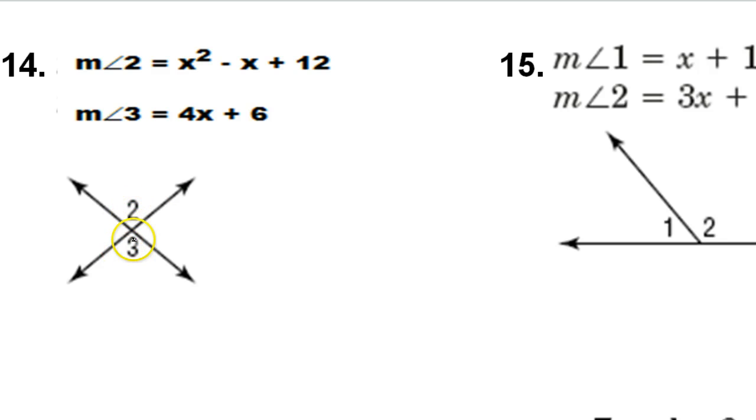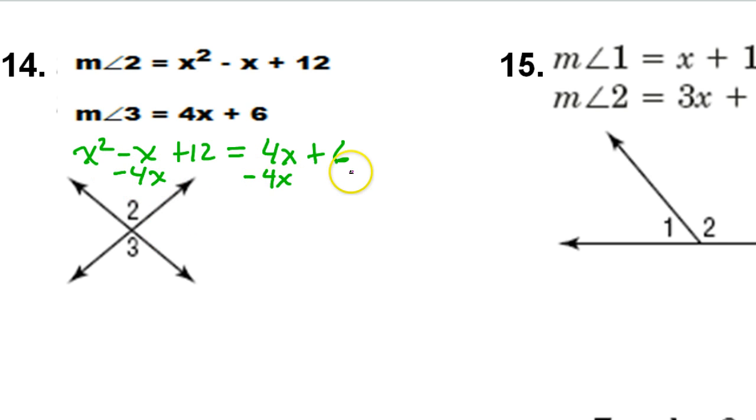These are vertical angles, and vertical angles are equal. So I'm just going to set these equal to each other. That means that x squared minus x plus 12 is equal to 4x plus 6. We just have to solve this. Let's subtract 4x from both sides. And while we're at it, let's subtract 6. I'm trying to get 0 over here, so I'm going to subtract 6 from both sides as well.